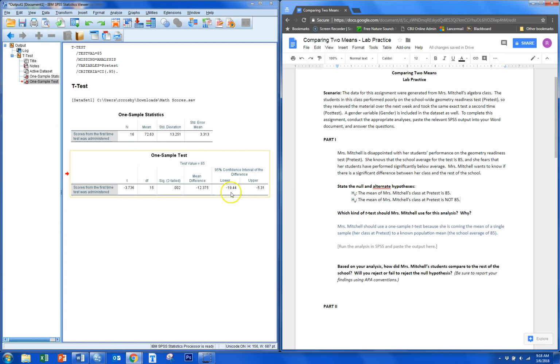If we were to run a unidirectional hypothesis, if we had said the mean is just less than 85, we would actually end up cutting this in half. It'd be 0.001 instead of 0.002. Either way, it's significant, doesn't really matter. The mean difference is 12. What this means is that's the difference between 85 and 72.